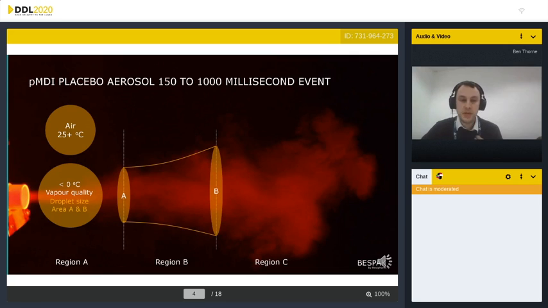So this is a typical pMDI aerosol plume in free air. Typical emission times are around 250 milliseconds. Whilst the air temperature might be 25 degrees centigrade, which admittedly is quite optimistic in the UK at the moment, the HFA propellant aerosol emitted will be significantly cooler due to evaporation of the HFA propellant. We can quite easily see that the volume at region B is considerably larger than at region A. An additional effect is that the evaporation of the HFA is very important for driving down the particle size for eventual delivery to the lungs as well. And our estimator model outputs that we're presenting here are the droplet size and the areas A and B in this diagram.